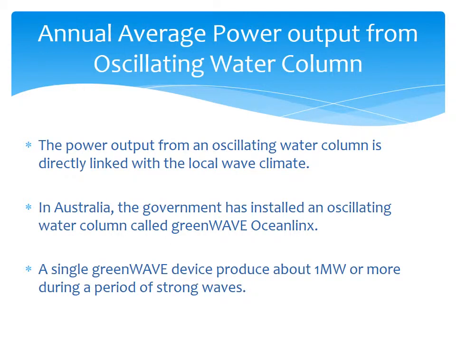The power output from an oscillating water column is directly linked with the local wave climate. The climate with high waves will have the most powerful output from the device, whereas the low power output is when the wave climate is poor, as the waves will have low potential energy. In Australia, the government has installed an oscillating water column called Green Wave Ocean Links. A single green wave device produces about 1 megawatt or more during a period of strong waves.